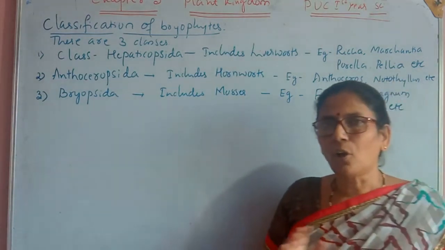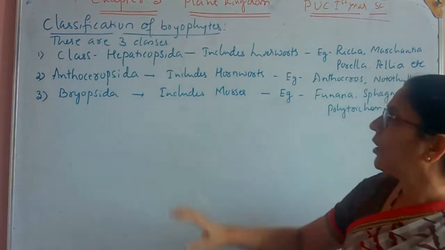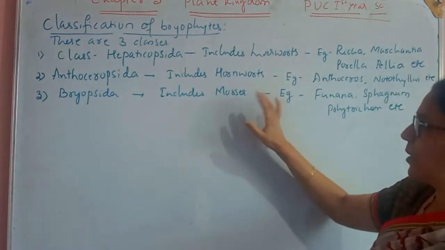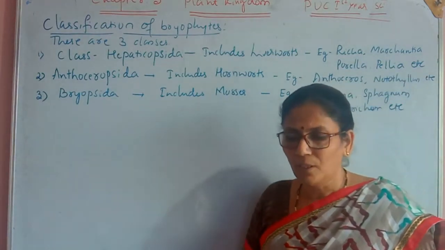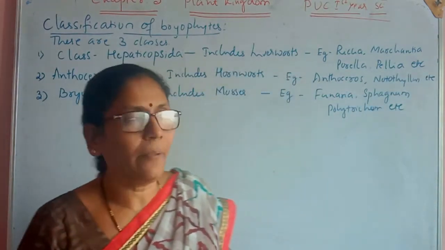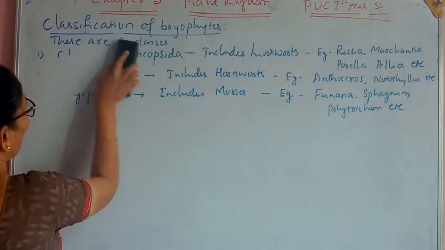But we are not studying all the three classes. We are studying only two groups, liverworts and mosses, for first PUC science class. So let us first start with the liverworts. We'll discuss first about the liverworts.